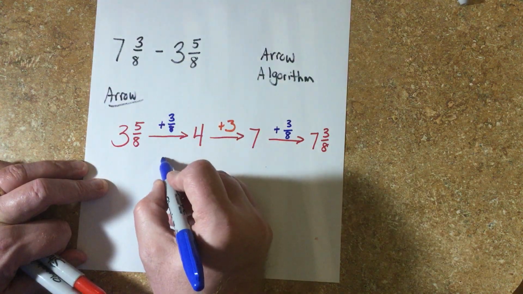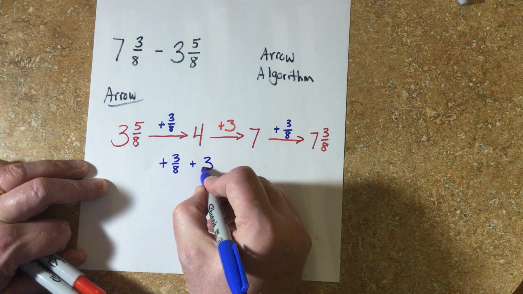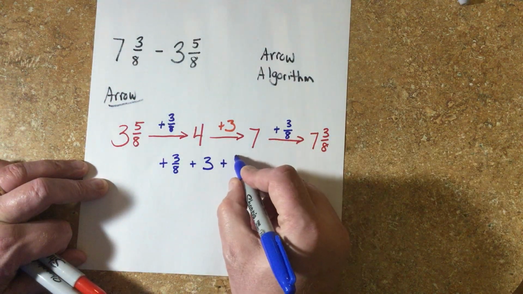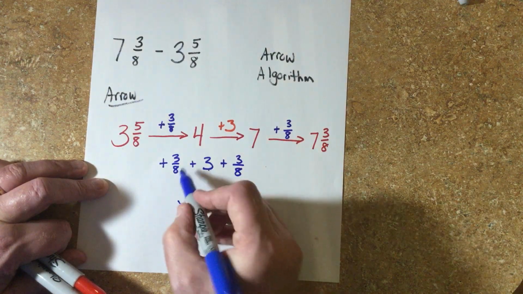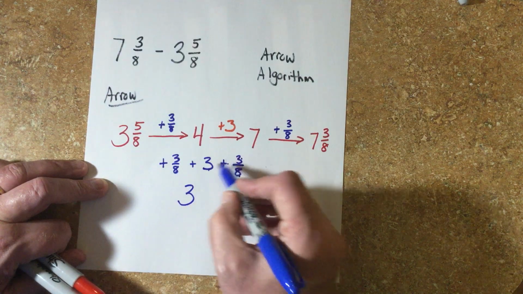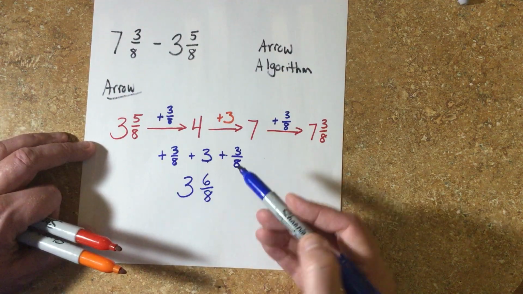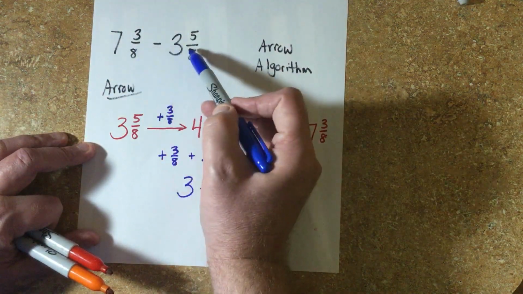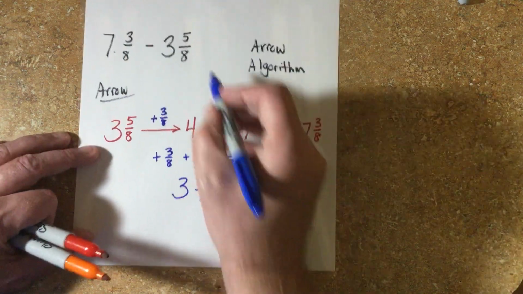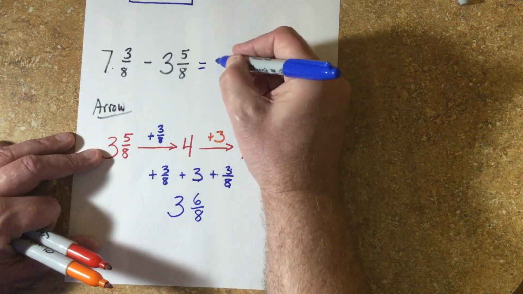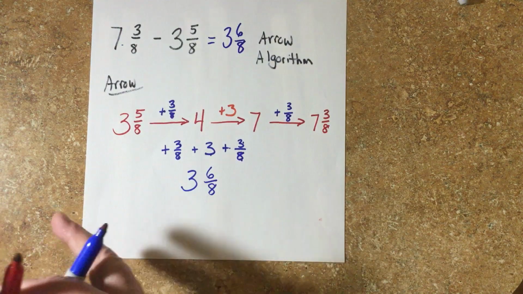But what I need to do is add up the 3/8 plus the 3 plus the 3/8 again. So the 3, that's my whole. 3/8 plus 3/8 is 6/8. So I have 3 and 6/8. That's how much it would take to go from 3 and 5/8 to 7 and 3/8. Now I want to check this. I'm pretty confident that my answer is 3 and 6/8, but I'm going to check it just to make sure.